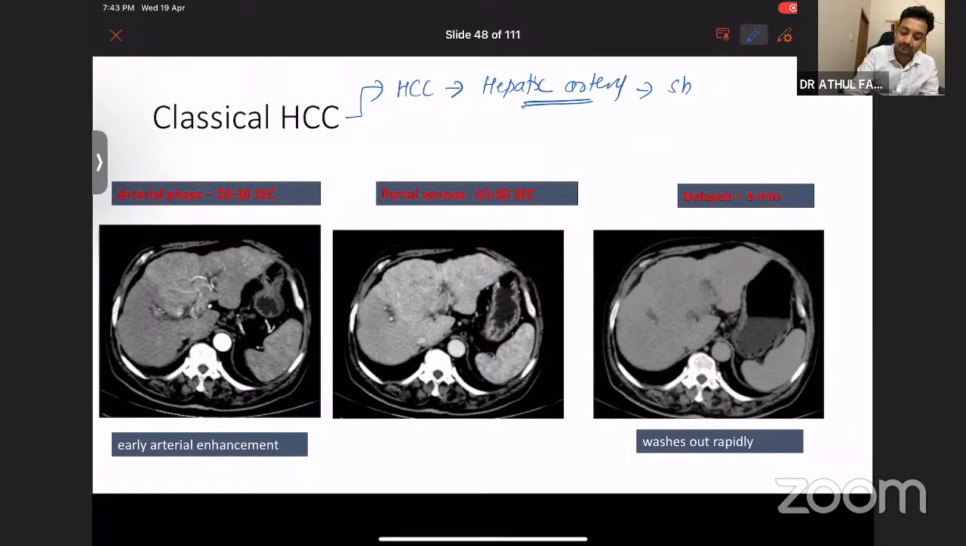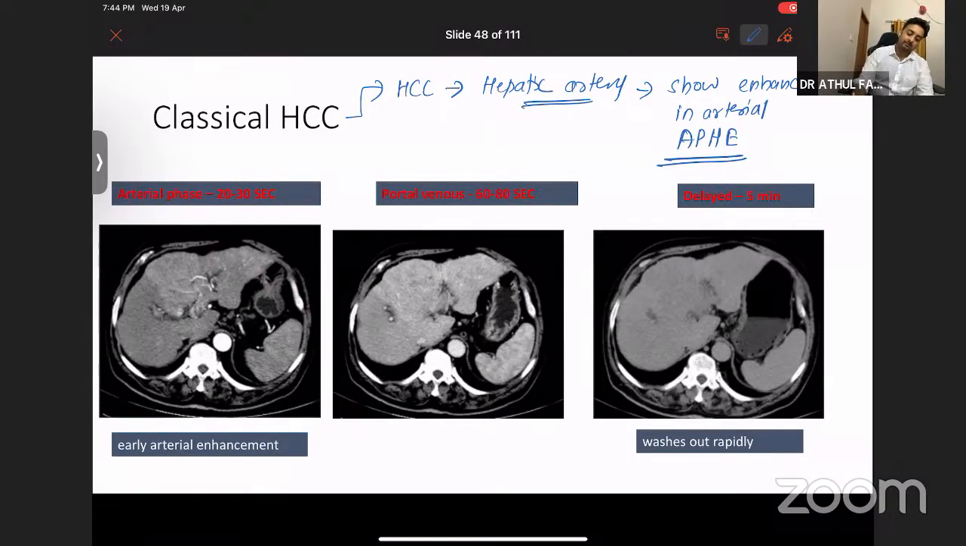So it will show enhancement in arterial phase. That is known as arterial phase hyper enhancement, APHE. See this image. This is a hepatocellular carcinoma. This is the arterial phase. The contrast is in the aorta. So this is an arterial phase. What happens is the hepatic artery is supplying the lesion, so the lesion is appearing bright compared to the normal liver. This is the normal liver, which is appearing black. The lesion is appearing bright.